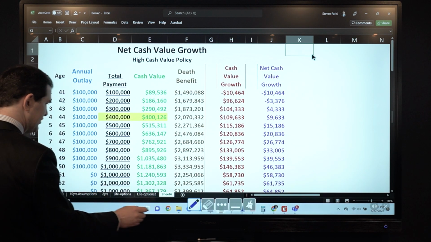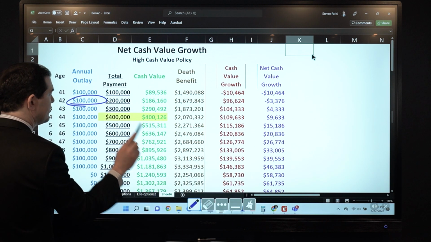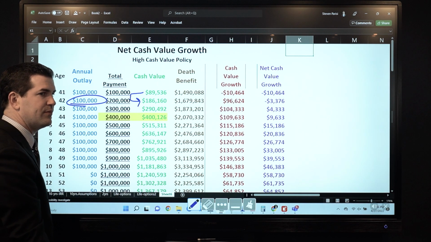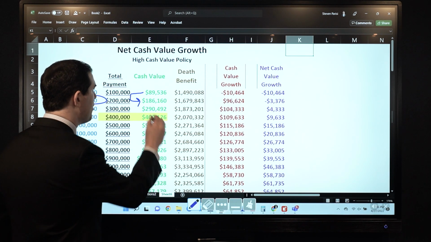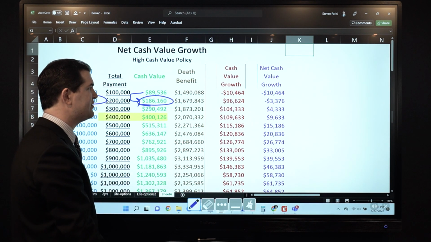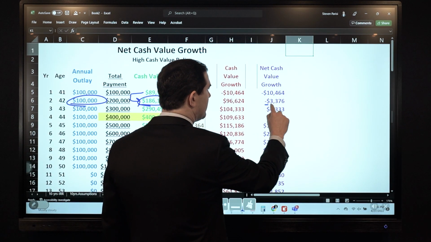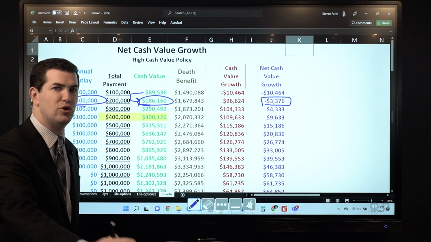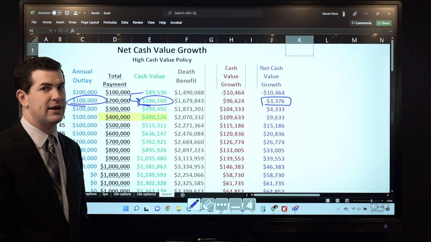Year 1's pretty simple, but year 2, what happens? You paid in $100,000. Cash value grew from 89 to 186. Again, if you just got your full $100,000 payment back, what would happen this year is that would be 189,536. Yet it's 186 and change. So what had happened here is when we factor in the $100,000 payment that you made into this policy, we have a negative hit there of about $3,300.